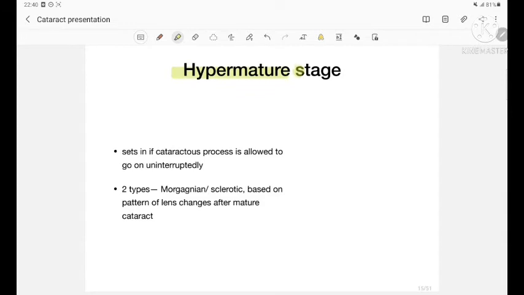Next is the hypermature stage of cataract. This sets in if cataractous process is allowed to go on uninterruptedly. This is of two types, the Morgagnian or Sclerotic type, based on the pattern of lens changes after mature cataract. These are the two types of hypermature cataract.